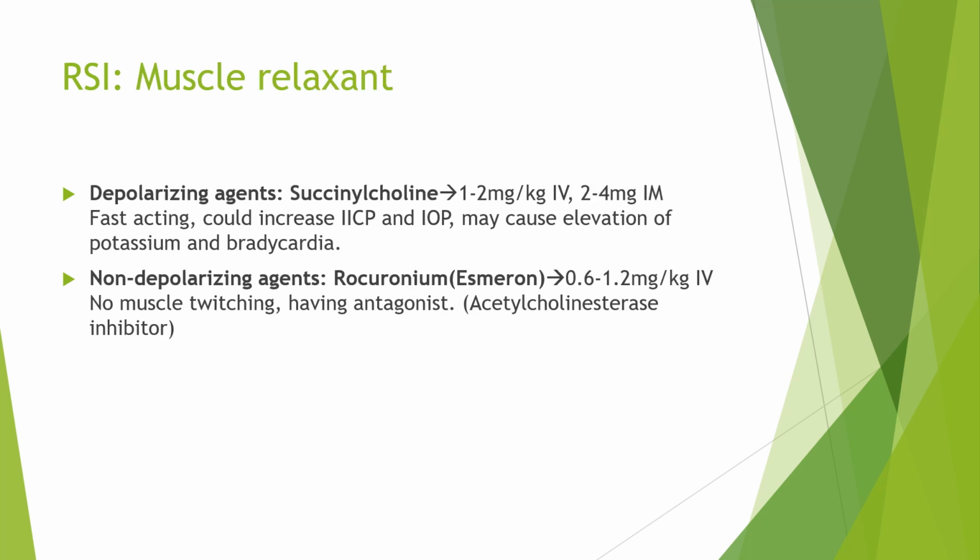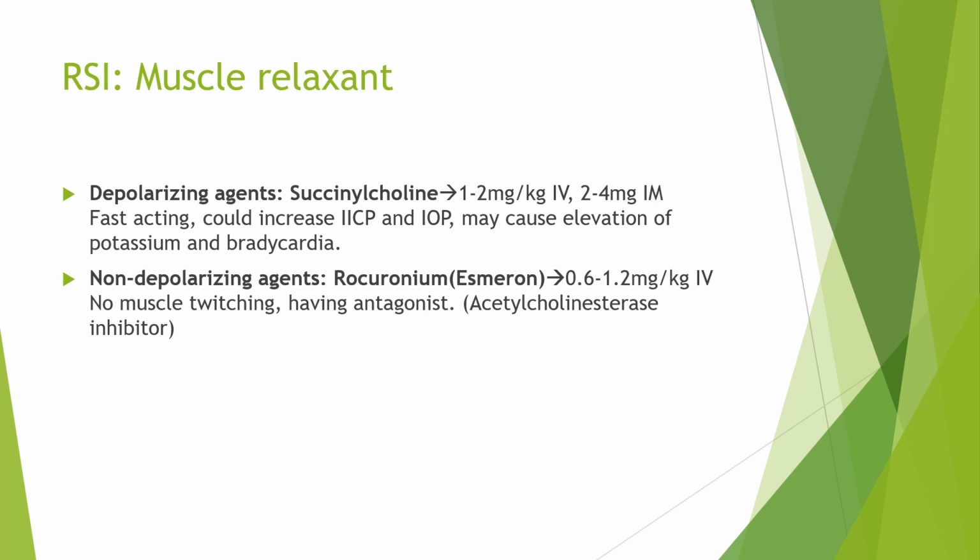After the sedatives, after the patient has fallen asleep, then we can use the muscle relaxant. The choice of muscle relaxant includes depolarizing agents and non-depolarizing agents. The depolarizing agent most often used is succinylcholine, which is 1 to 2 milligram per kilo IV push. It's fast-acting, but sometimes it could increase the ICP or intraocular pressure, and also cause the elevation of potassium, and sometimes could cause bradycardia. So a non-depolarizing agent may be a safer choice.